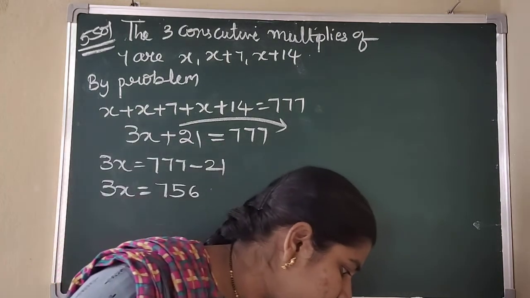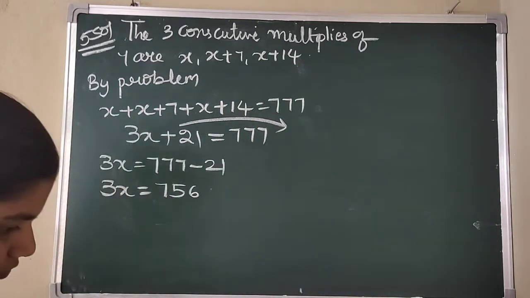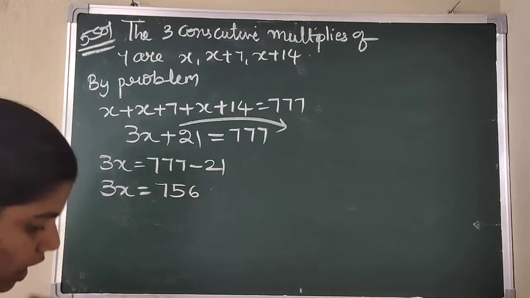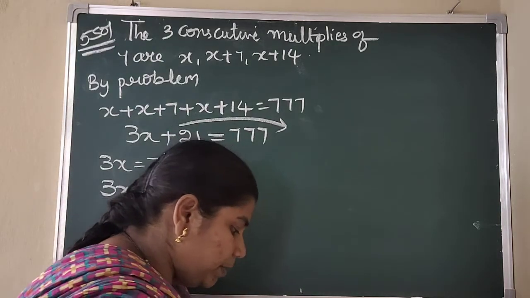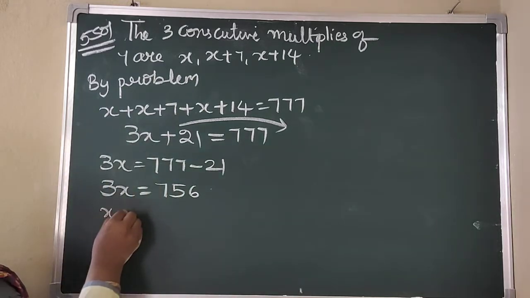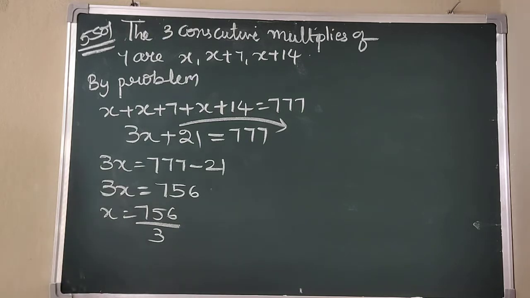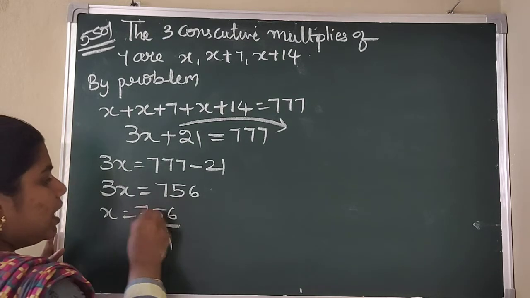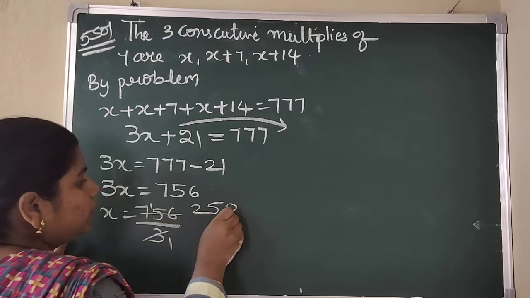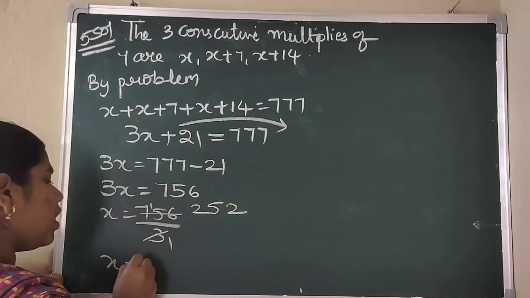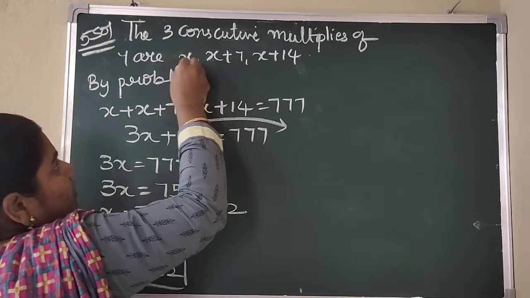Now send this 3 to the other side. That will become what? Division. So x is equal to 756 by 3. Now cancel in the 3 table. 3 ones are 3, 3 twos are 6, 3 fives are 15, 3 twos are 6. So x value is how much? 252. Already we got the x value.